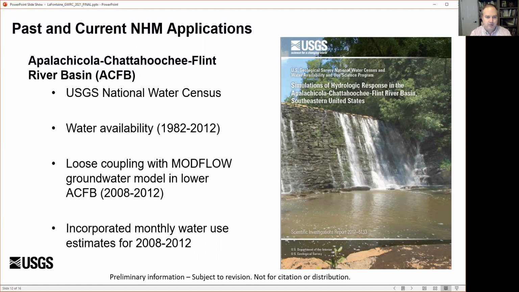So this is part of the USGS National Water Census, which started off with the Secure Water Act in 2009. So looking at water availability from 1982 to 2012, there was a loose coupling with a MODFLOW groundwater model in the southern part of the basin in the Dougherty Plain for 2008 to 2012 time period. And we also included monthly estimates of water use in the basin during that 2008 to 2012 time period.